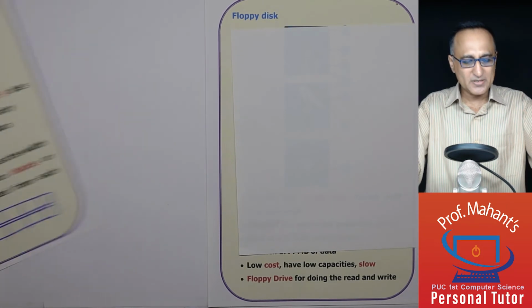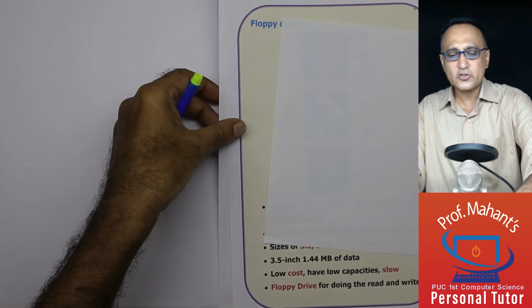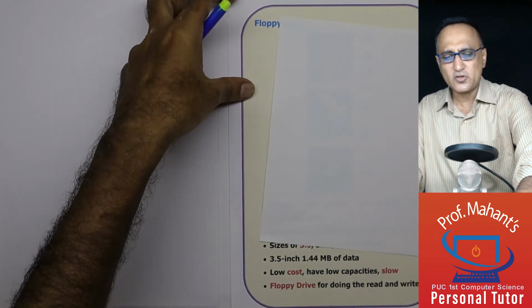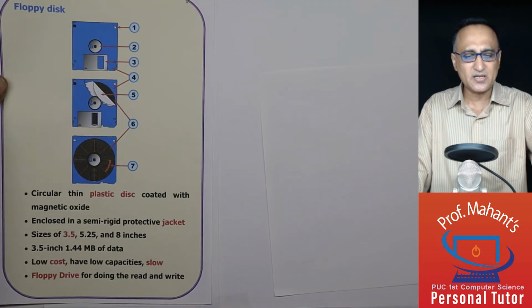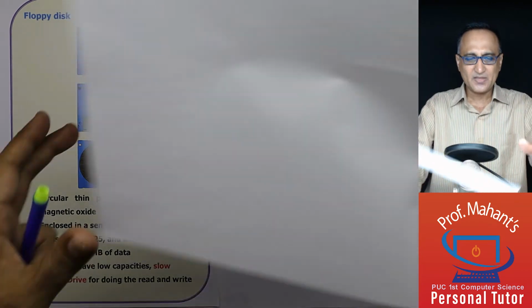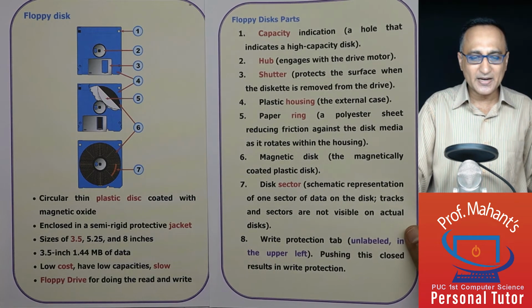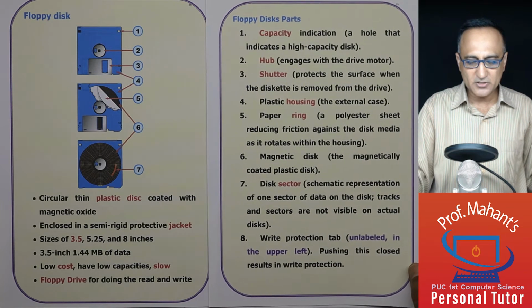Now I shall talk about a device to store data which is no longer used. You will almost certainly never see this particular thing in any modern machine. This is called a floppy disk. Floppy disk was very popular, or in fact was the only kind of secondary storage available when I was studying engineering.